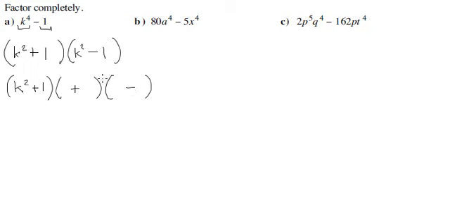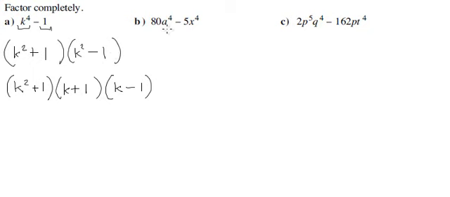Plus and minus. K squared would have come from k times k. 1 would have come from 1 times 1. Now it's completely factored. So it's just reinforcing the lesson that when you get to the end of a factoring problem, or what you think is the end, check each piece one last time. Just say, okay, can I break this down any further? K squared plus 1, no. K squared minus 1, yes.